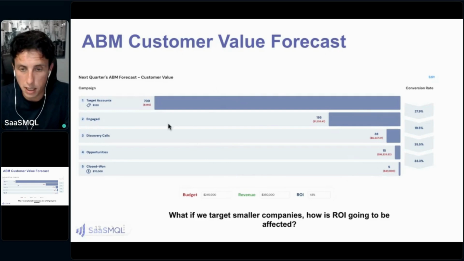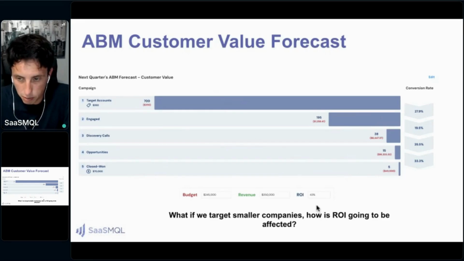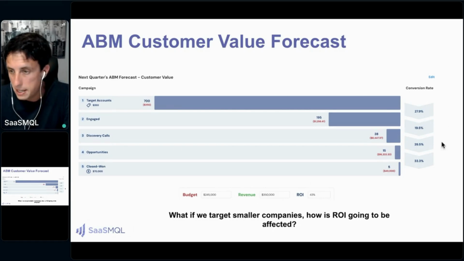Yes, we can. But obviously, if everything else stays the same, my ROI will take a hit, because with the same budget we close 5 customers again, but the revenue is going to be smaller, so ROI is smaller. However, here you can assume that your conversion rates are going to go up, because smaller accounts are easier to engage than large enterprise. So you could realistically assume that you're going to need less budget to engage them. That's number one. Number two, you can have higher conversion rates.